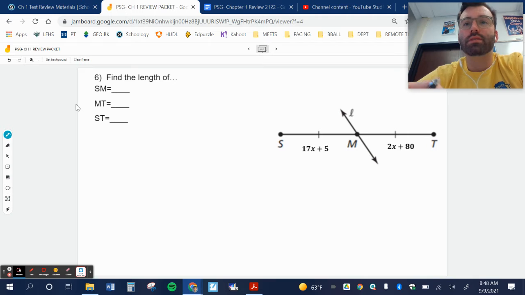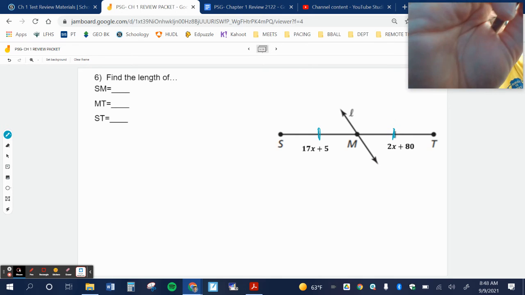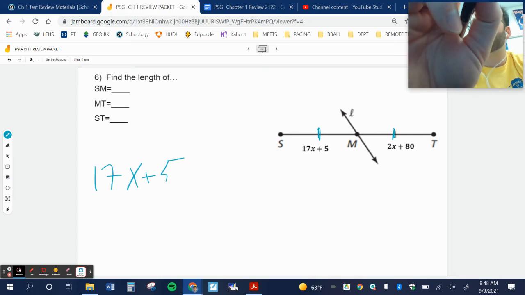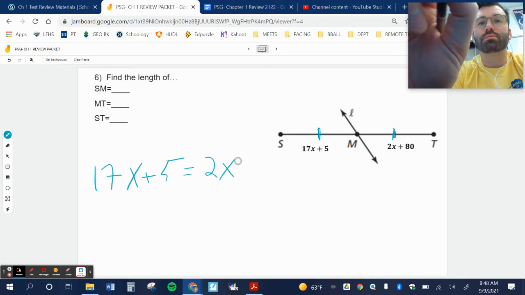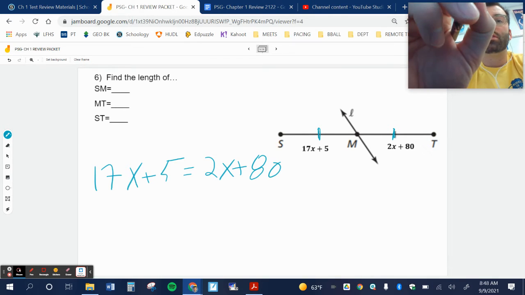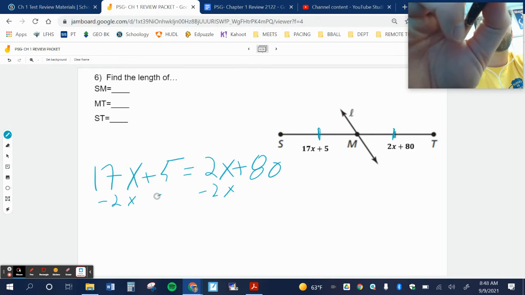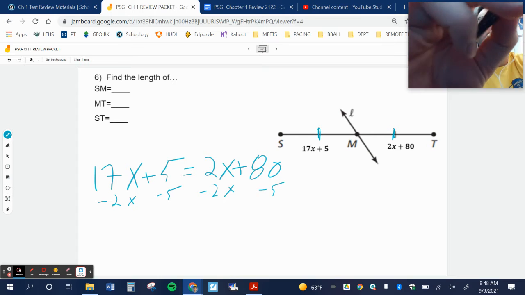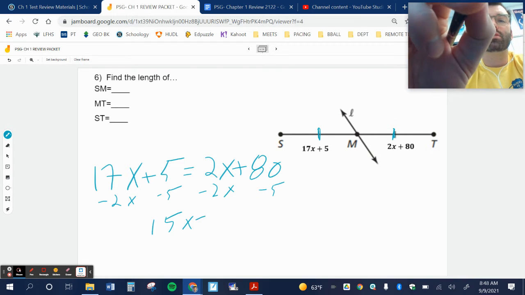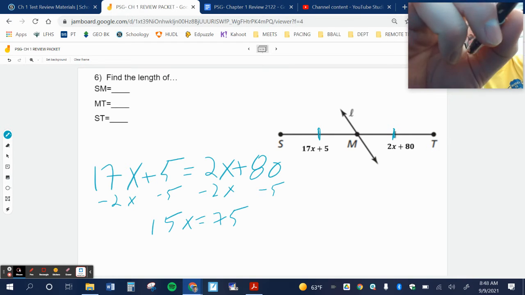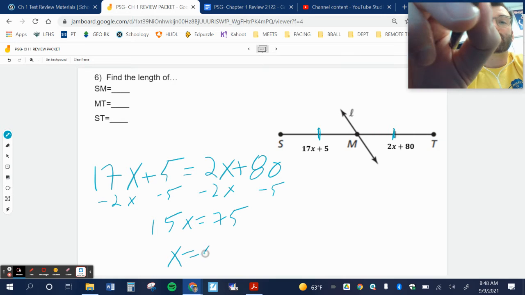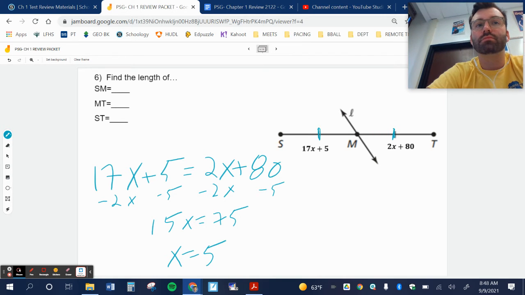Find the length of all these, okay? Well, in order to do that, I need to know what x is. Notice we have these nice little tick marks here. Remember, the tick marks mean congruent. So I'm going to take 17x plus 5 and set it equal to 2x plus 80. I'm going to subtract 2x and then subtract 5. So I get 15x equals 75. Divide both sides by 15, x equals 5.